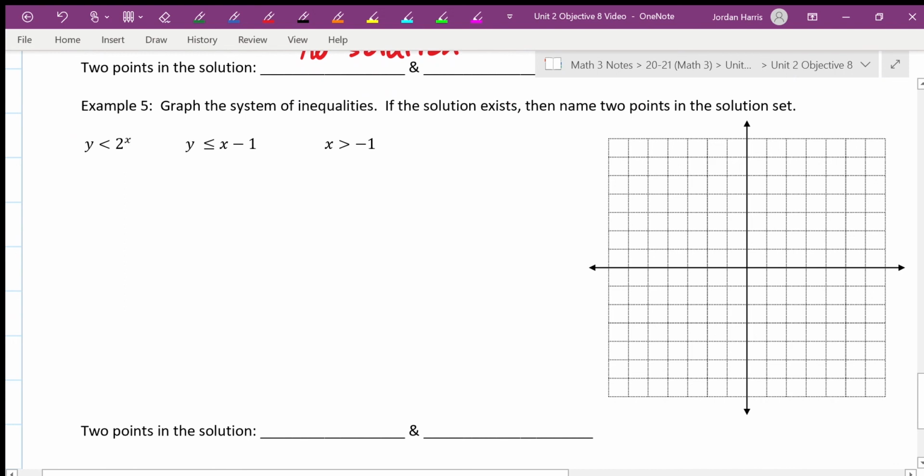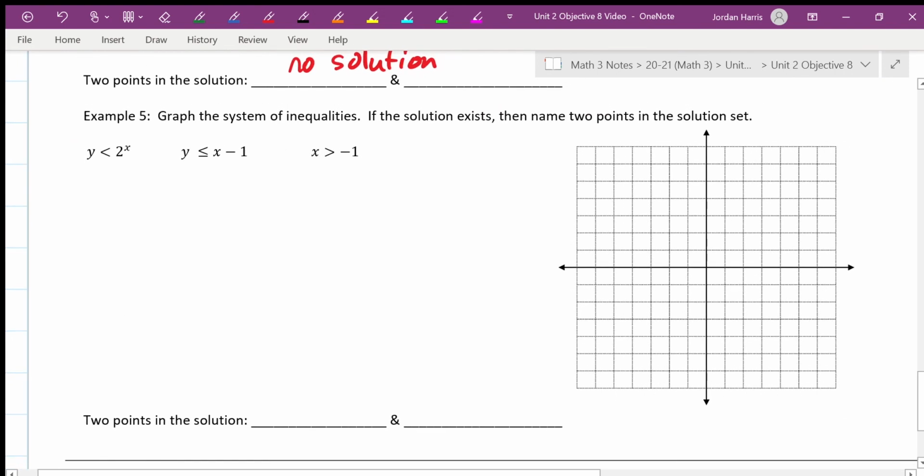And the last one, number 5, we have 3 inequalities. So I have the first one in blue, the second one will be in green, and the last one will be in red. Okay, so blue, this is no shift, exponential. It's a b value of 2, and it's going to be dashed.